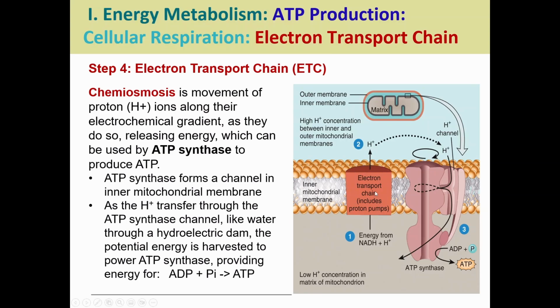And so what we see is that the energy from here, these electrons are going to move down the chain, and in the process we can pump some of those hydrogen ions into that in-between space between the two membranes. So we're forcing this space to have a really high hydrogen ion concentration. We're forcing that to happen. And so if we have a really high hydrogen ion concentration here and it's low on the other side, naturally things want to go from high to low.